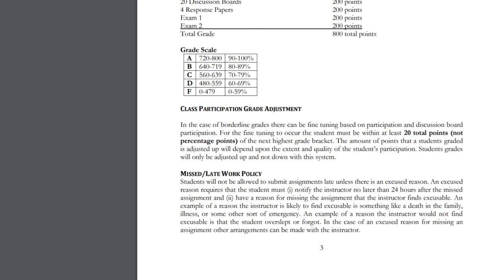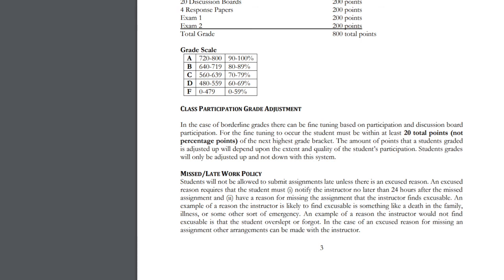So if the exam is due on a Friday at the end of the day, if you let me know why you missed that deadline at the end of the day on Saturday, that would meet the first condition. Secondly, you need to have a reason for missing the assignment that I find excusable, so things like a death in the family or illness or some sort of emergency are certainly excusable, and I'm pretty flexible here, to be honest, but things I don't find excusable are just forgetting or oversleeping, for example. So you have to have a reason the instructor finds excusable and notify me no later than 24 hours after you miss the deadline.